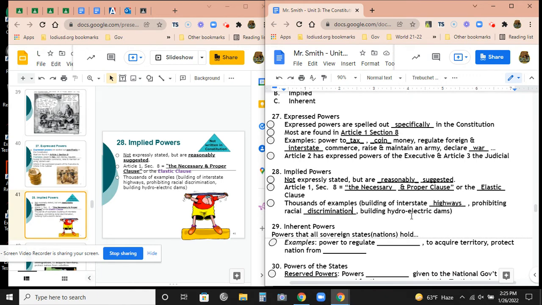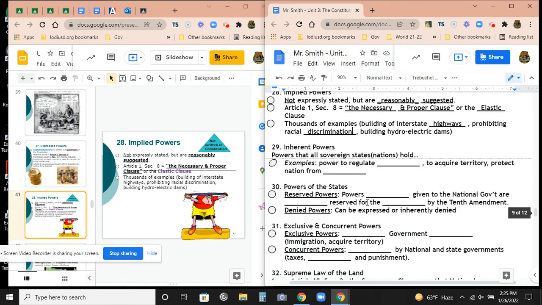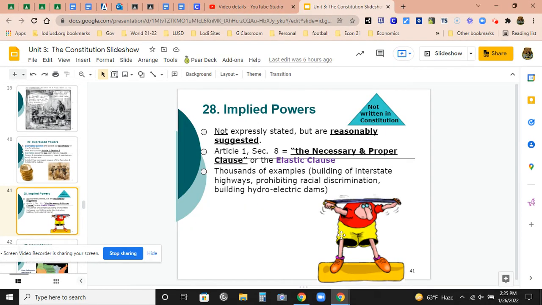And hydroelectric power didn't exist yet. Eventually, there's going to be nuclear power. Is that necessary and proper? I don't know. I know it's dangerous. So this can be stretched to cover everything, and you see the person straining, even though they're standing on the log. The necessary and proper clause is written in the Constitution, but what that means is not really written.